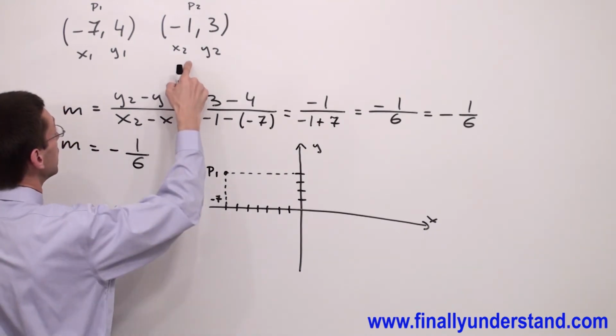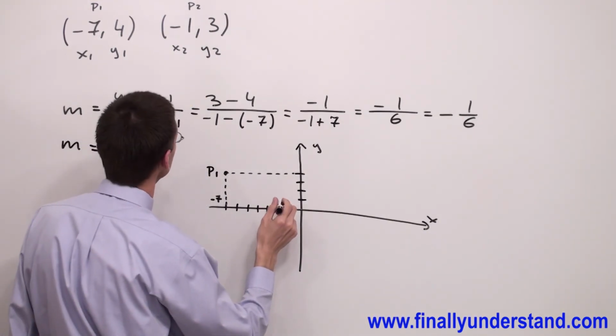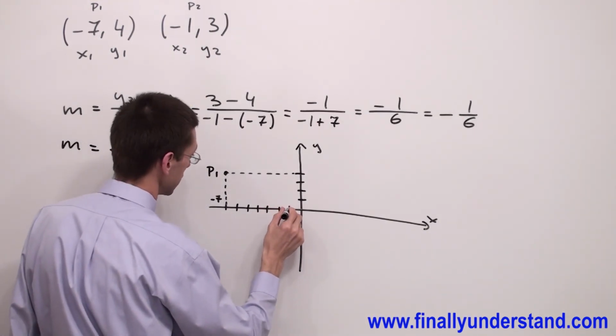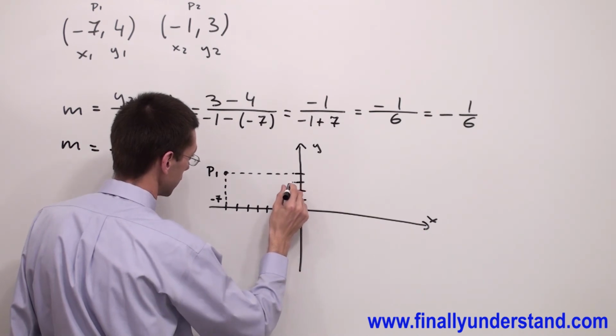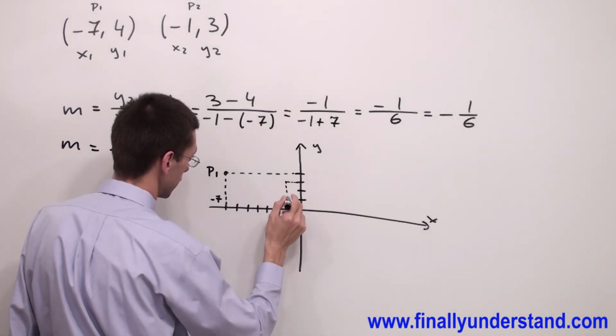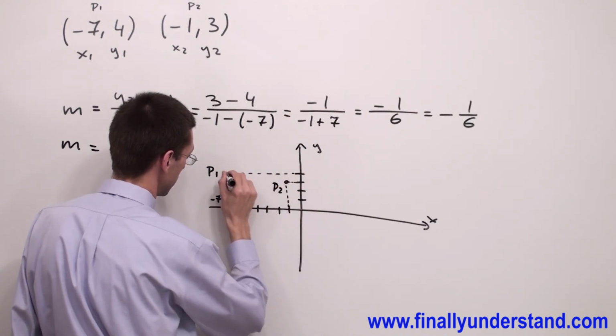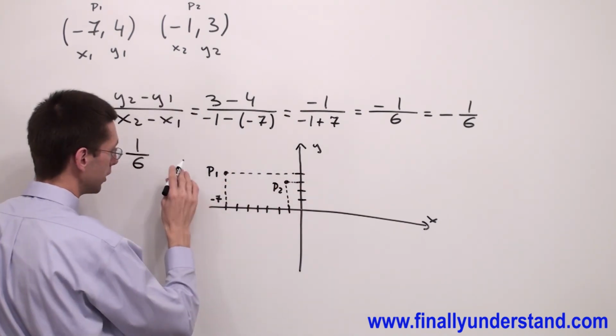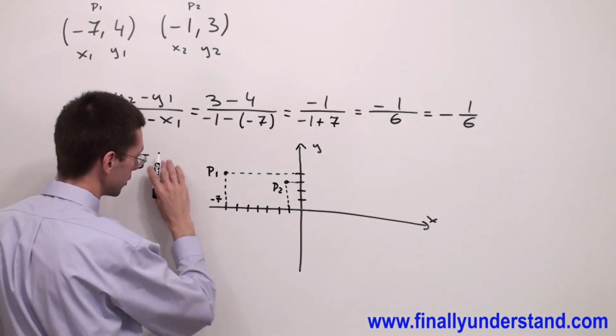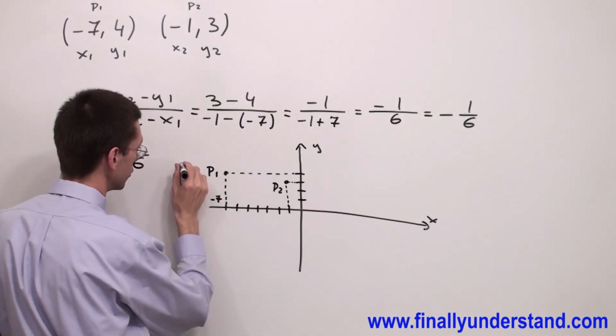And second point has coordinates negative 1, 3. So I have negative 1 and 3. This is P2. Now we're supposed to draw the line which is going to pass by these 2 points.